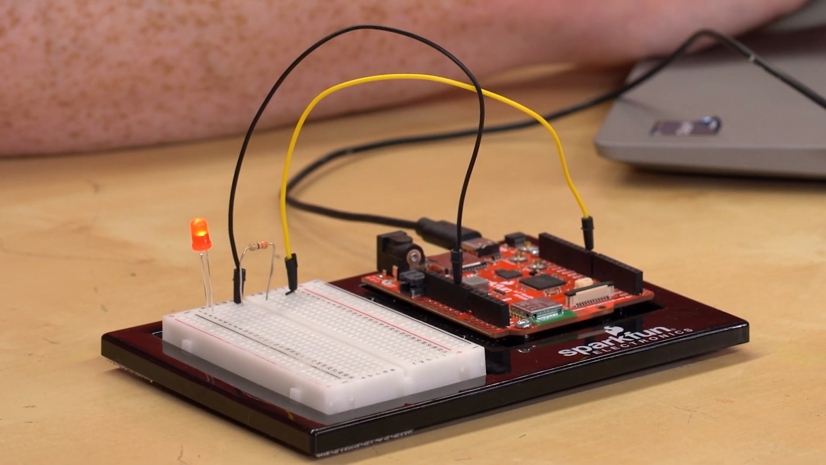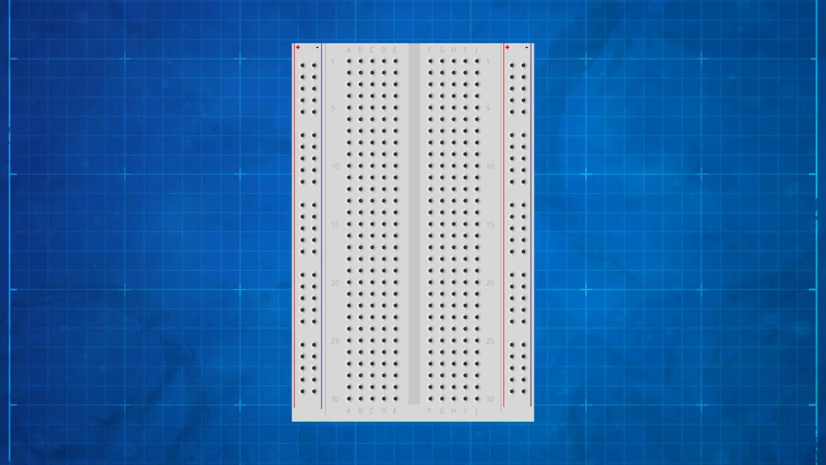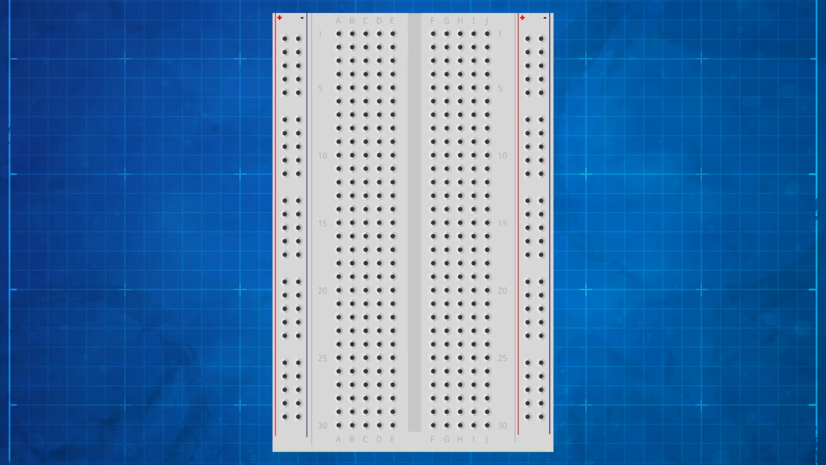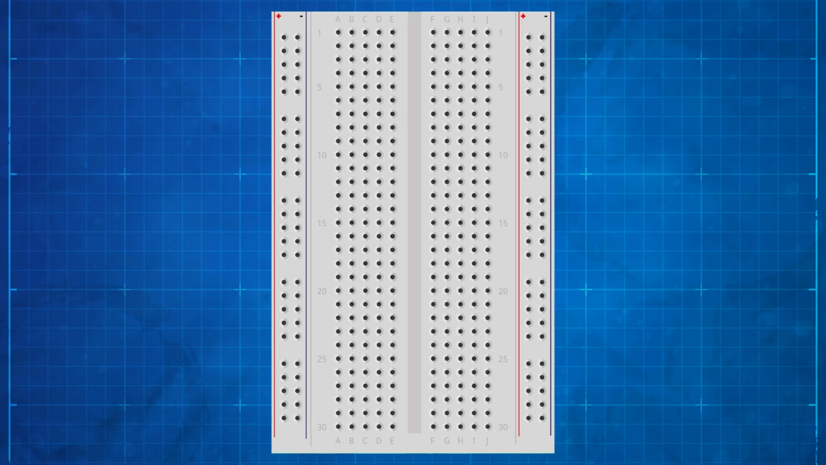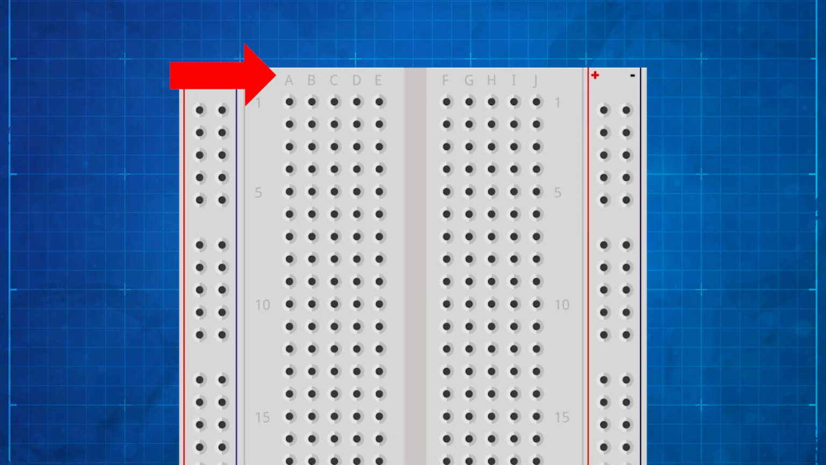Since this is your first circuit, I figured it'd be a good idea to get started with a description of a breadboard. A breadboard allows us to easily assemble circuits by plugging jumper wires and electronic components into its holes. Each hole is on a number and letter grid, like the board game Battleship. So for example, B3 corresponds to this hole because it is in the B column and the third row.